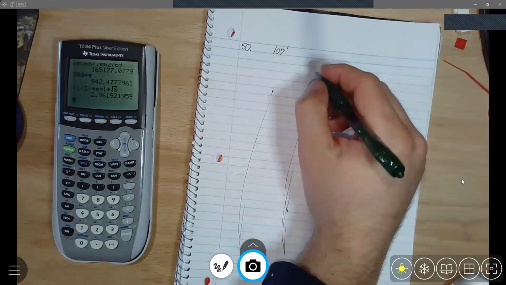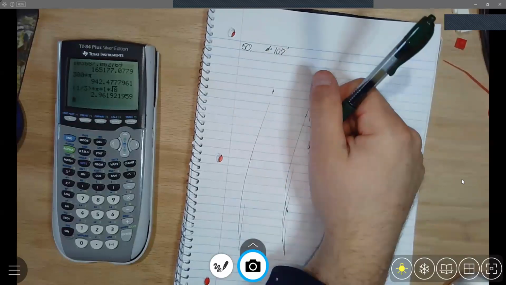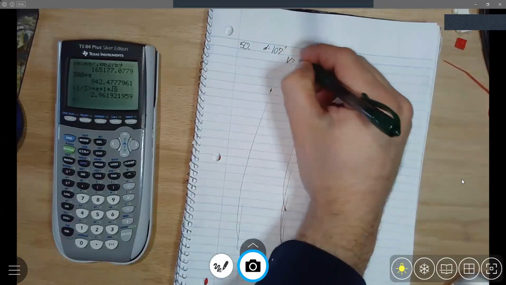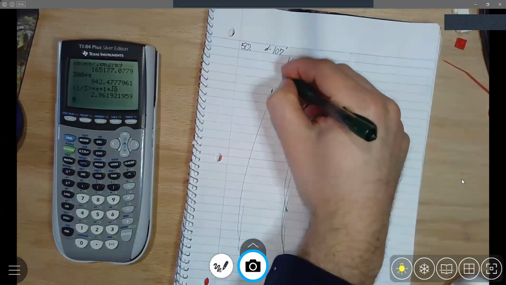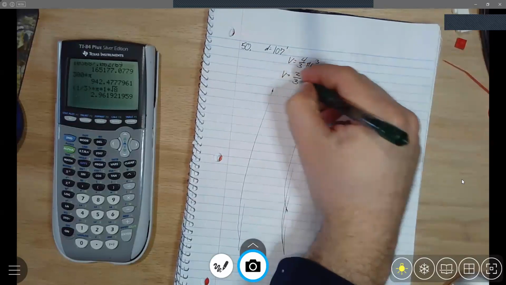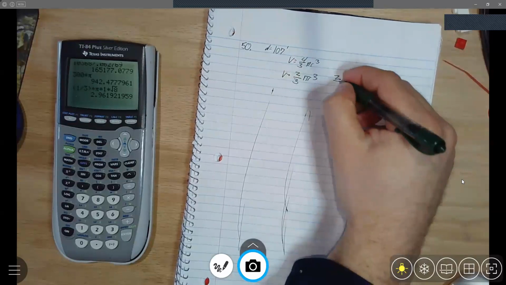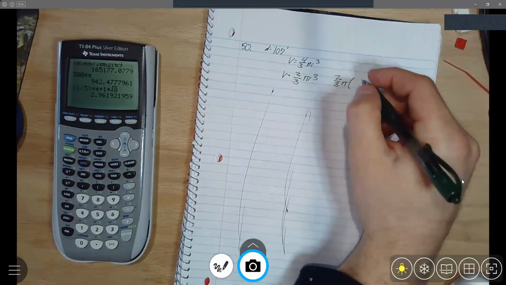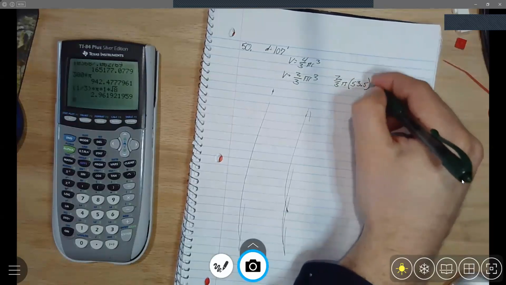Okay, it's a hemisphere, half a sphere. Find the volume of the dome to the nearest 1,000 cubic feet. So volume is 4/3 pi r cubed for a sphere, but for a hemisphere, it's half of that. So 2/3 pi r cubed. Remember that from the proof we did. So 2/3 pi, the radius is going to be 53.5 cubed.